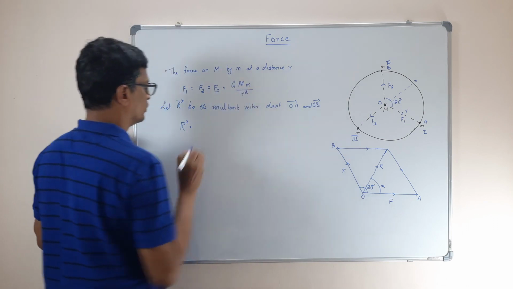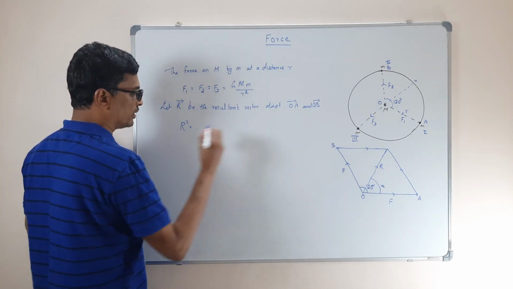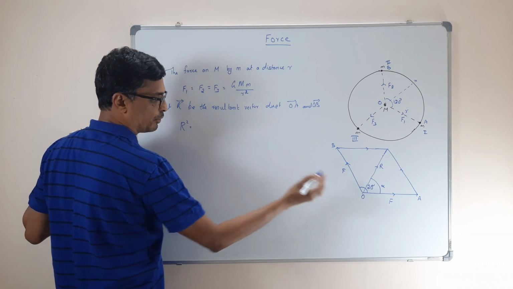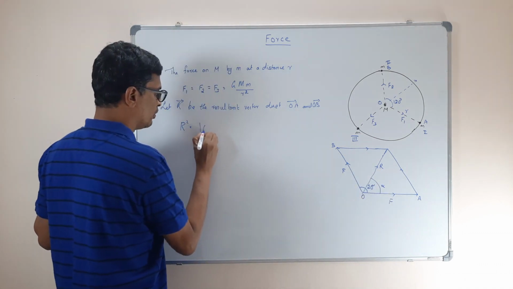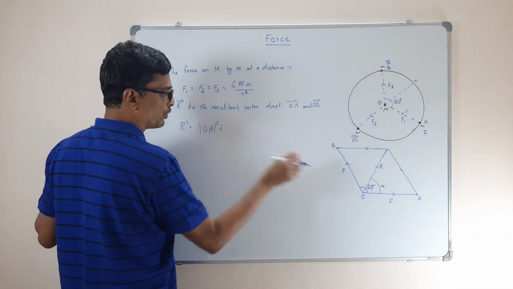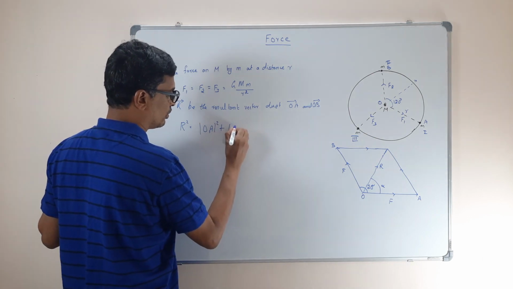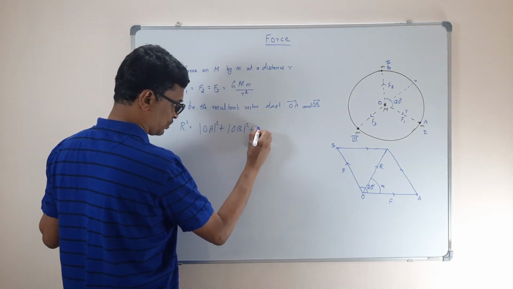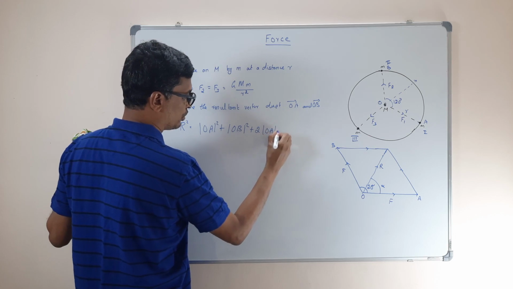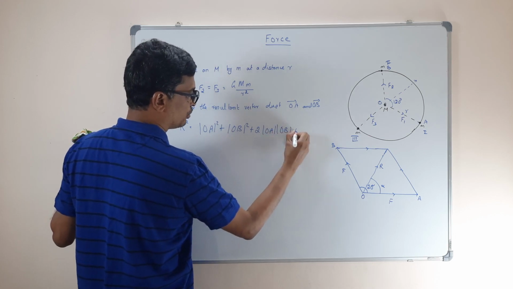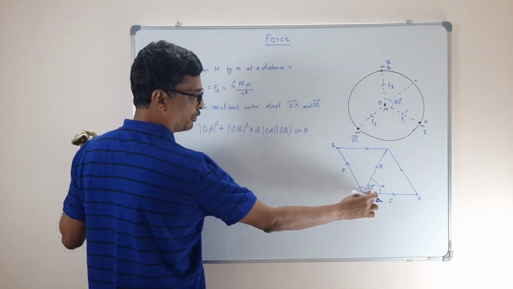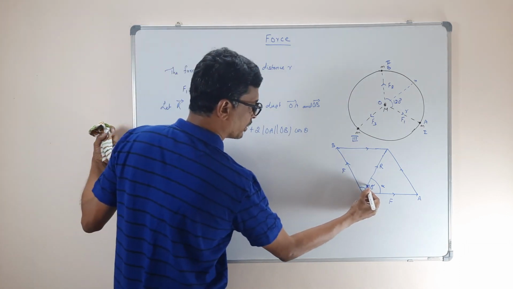R square. So what is the resultant vector? You remember? It will be OA square plus OB square plus 2 OA into OB into cos theta. Theta is the angle between these two. This is 120 degrees.